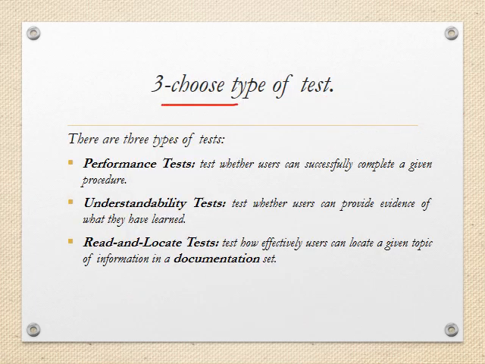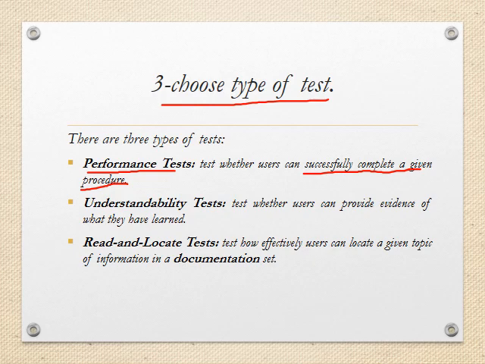Guideline number 3, choose type of test. There are 3 types of tests. First one, performance test. In this test, we test whether users can successfully complete a given procedure. We call this the can-they-do-it test. So we want to make sure that when users read our document, they can perform any kind of task or procedure, and that it increases their performance.